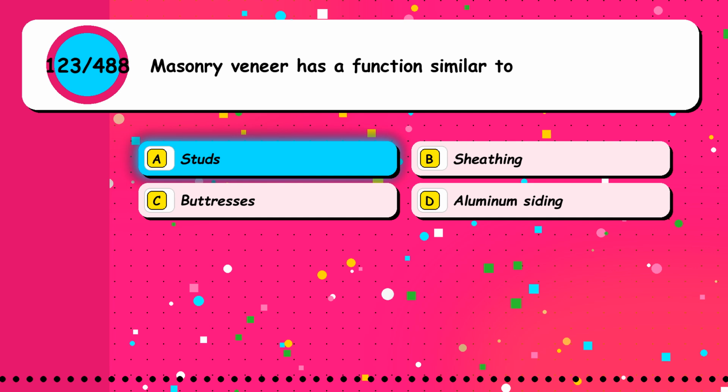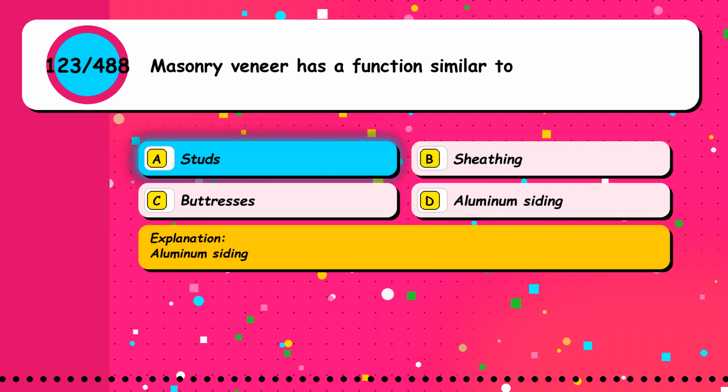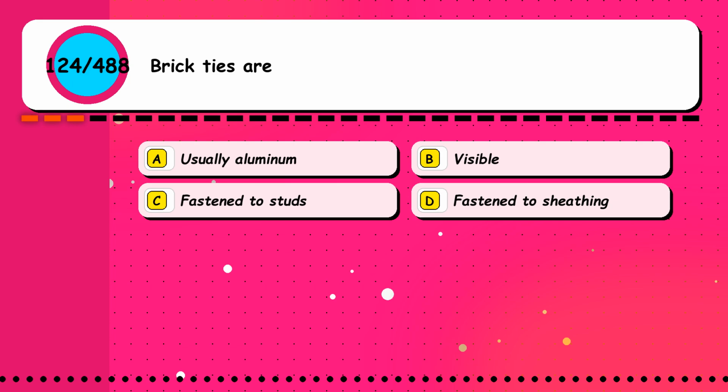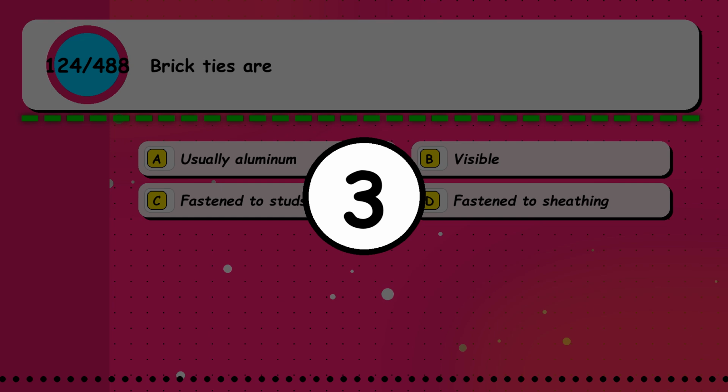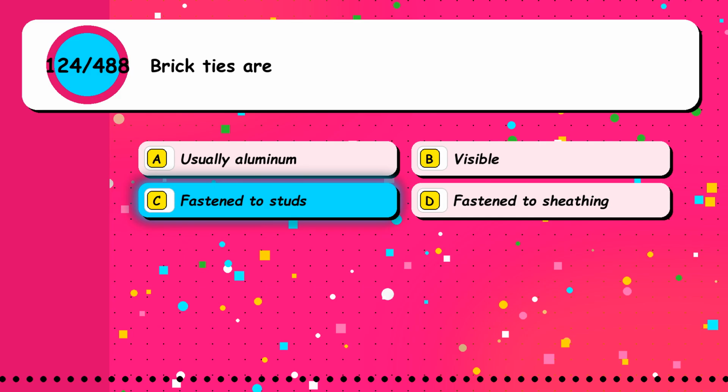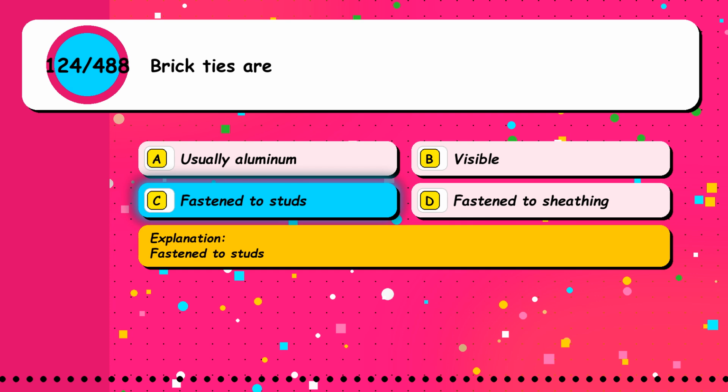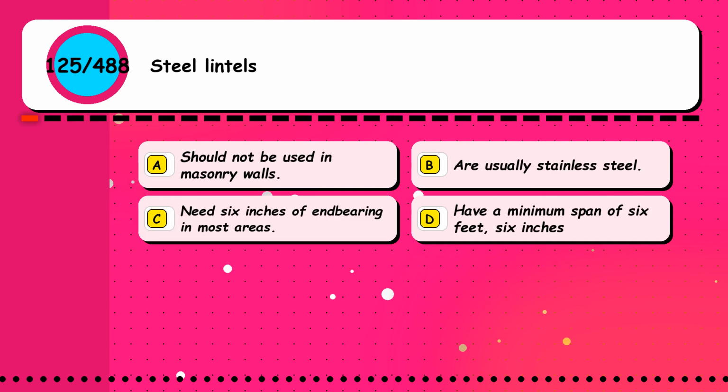The correct answer is option A, studs. Aluminum siding. Question 124. Brick ties are: option A, usually aluminum, option B, visible, option C, fastened to studs, option D, fastened to sheathing. The correct answer is option C, fastened to studs. Fastened to studs.